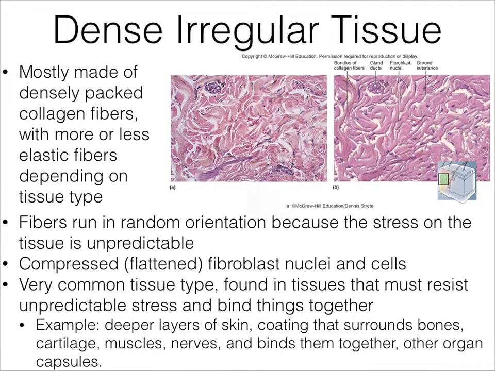So irregular connective tissue is not as strong as regular connective tissue, because you don't have all of the fibers lined up, but it is more versatile. It can resist force that is pulled in any direction.